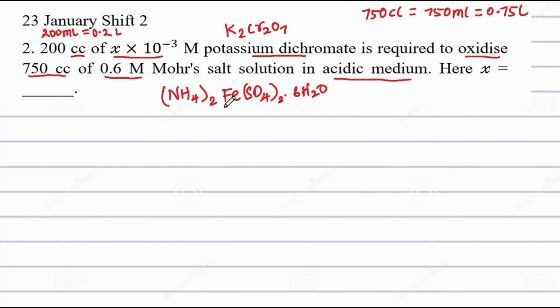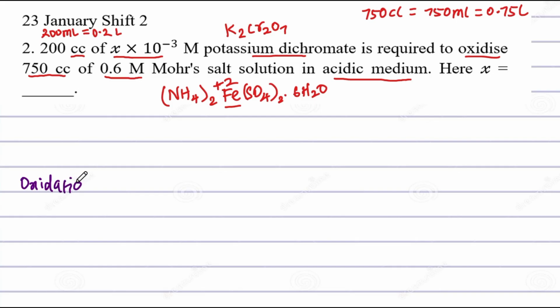So in this salt, iron will be present in +2 oxidation state. So oxidation of iron takes place by what? By potassium dichromate. So potassium dichromate is acting as an oxidizing agent. So we will see the reactions. First, let us see the oxidation reaction.